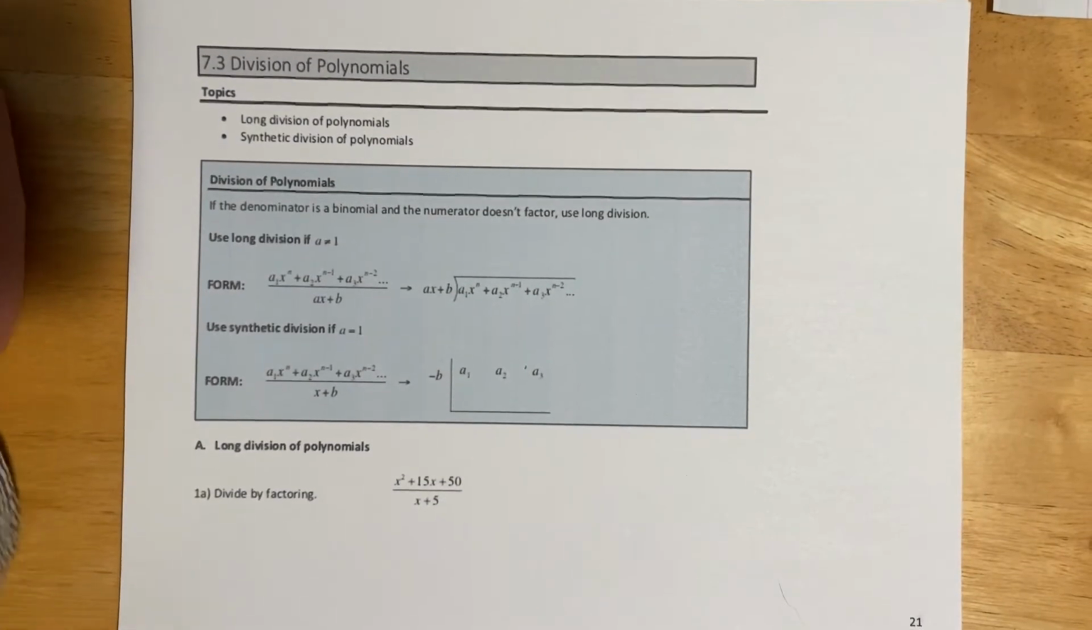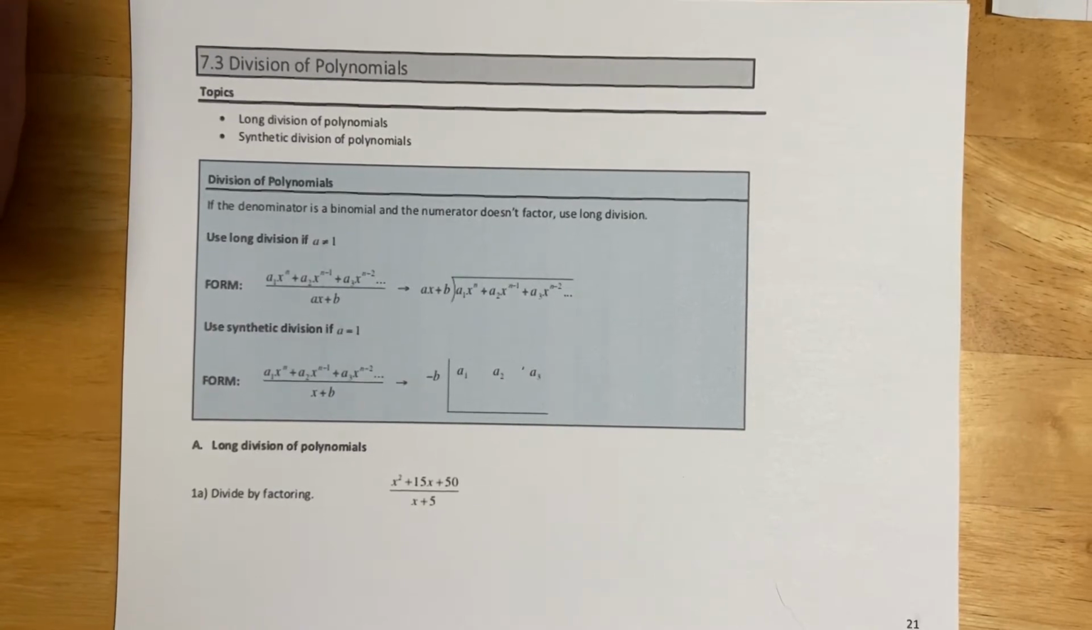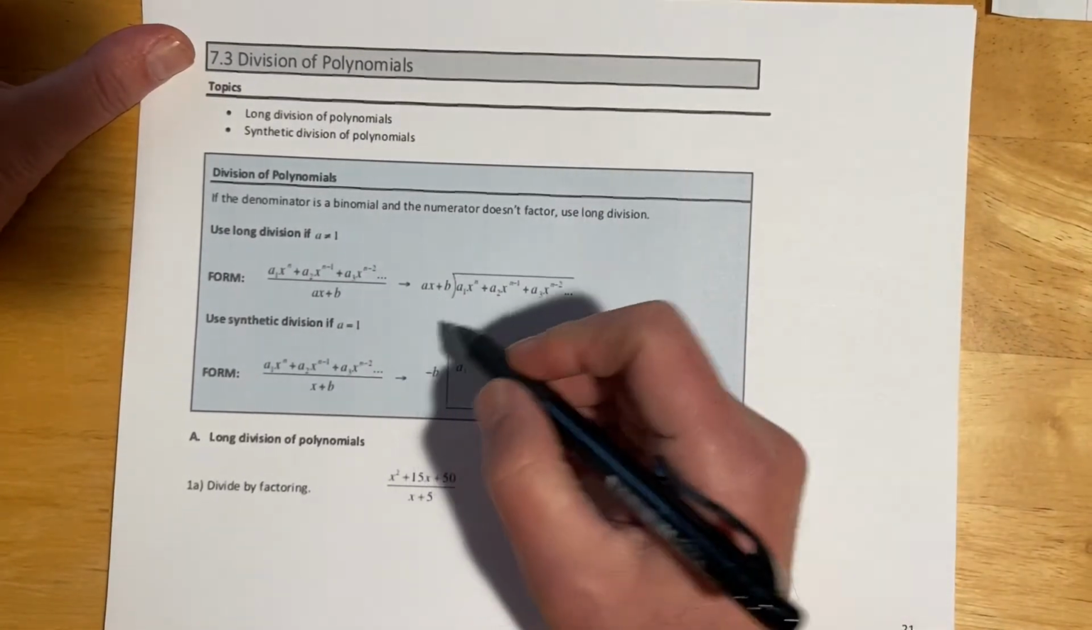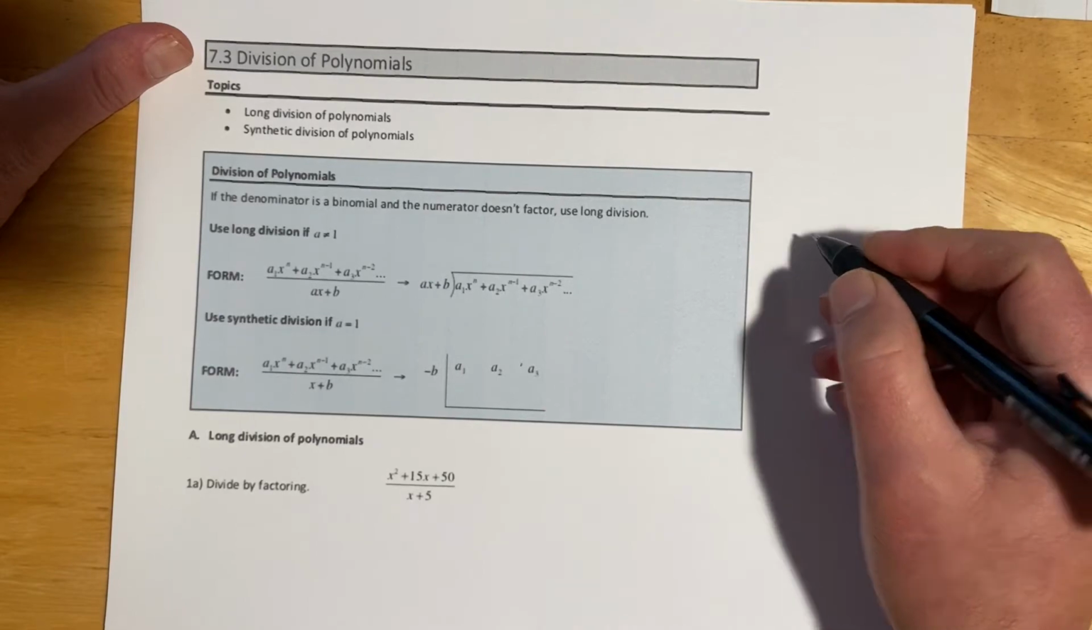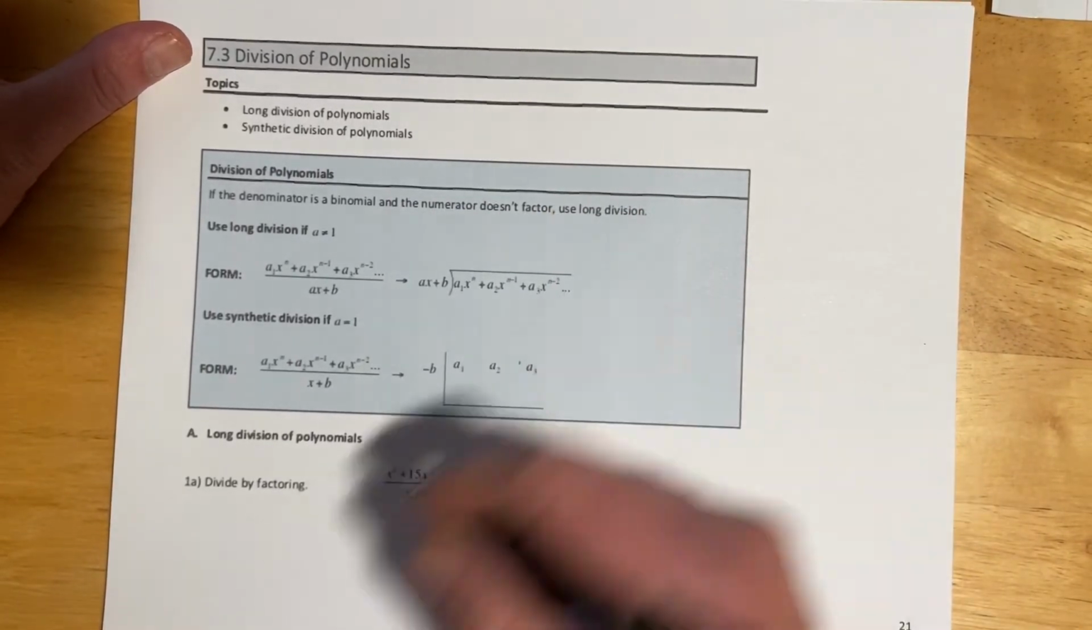Hey all, this is Derek and this is 7.3 division with polynomials, and we're going to look at two basic forms of that. Long division, which is exactly what it sounds like, the same as what we did in 4th grade, where this goes into that so many times and bring it down and subtract.